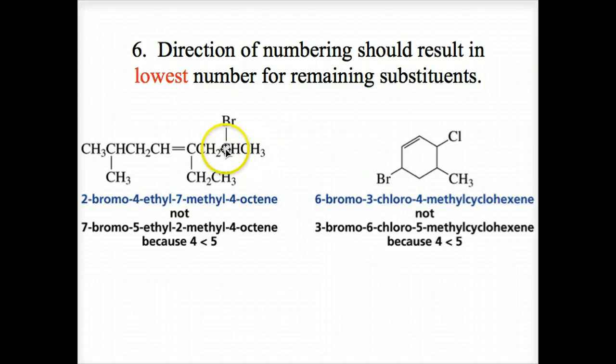So we'll number 1, 2 to get the 2 on the bromine, since it comes first. 3, 4, 5, 6. 1, 2, 3, 4, 5, 6, 7. So the methyl group will be on 7. The ethyl group will be on 4. And another example is shown here on the right, as you can see. So those are the rules, 1 through 6.